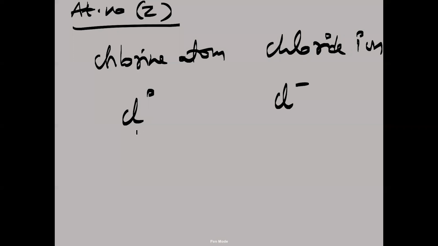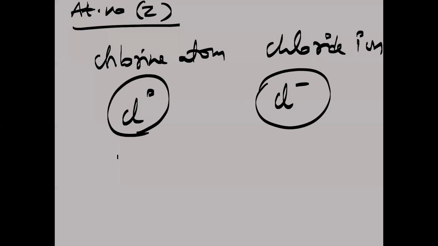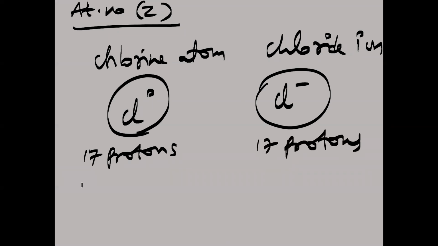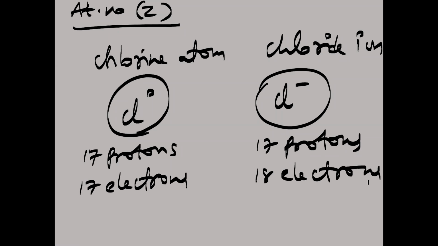Now how many protons here? Sorry, 17. 17 protons, and here also 17 protons. Here how many electrons? 17 electrons, but here 18 electrons, because Cl minus indicates that one electron is gained by the Cl atom. So gain of electron is taking place here. By the gain of one electron, Cl atom has been converted into Cl minus ion.